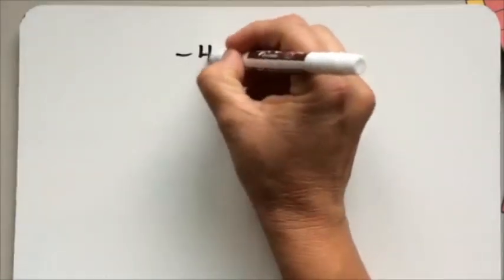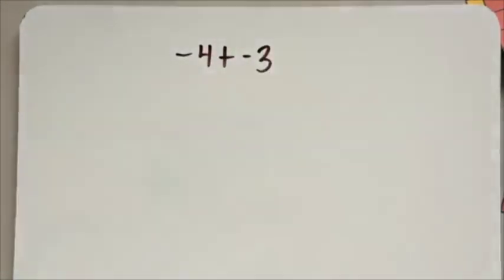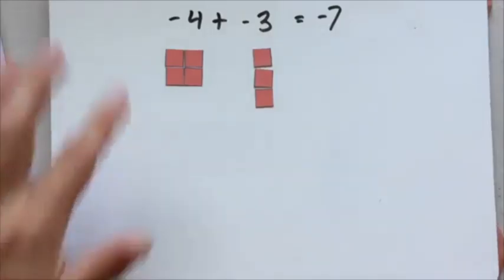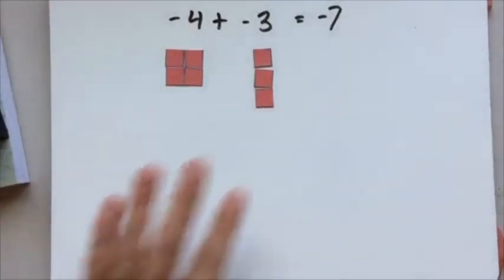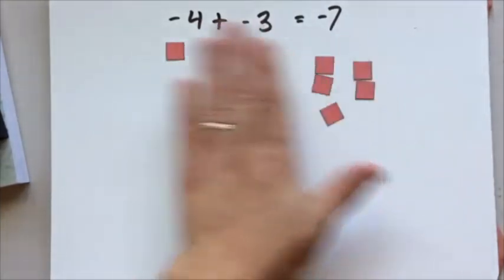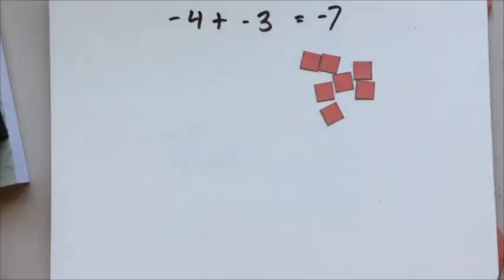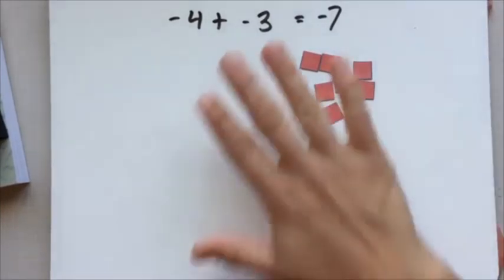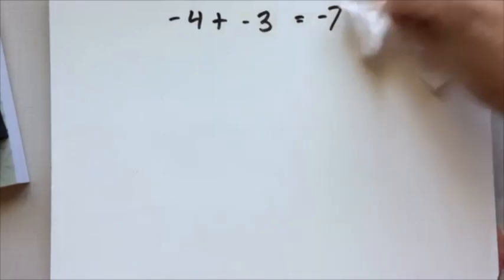All right, so our next one is going to be -4 plus -3. Go ahead and pause the video, give it a try. All right, how did you do? -4, 4 negative 1s, -3, 3 negative 1s, all together 7 negative 1s. Since it's all negative, your answer is -7. All right, one more.